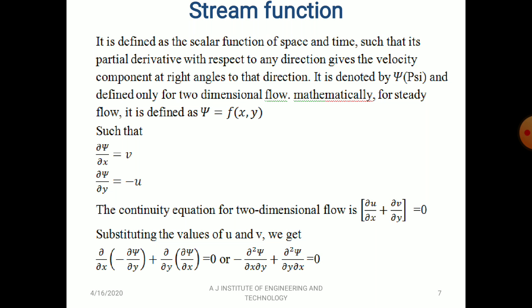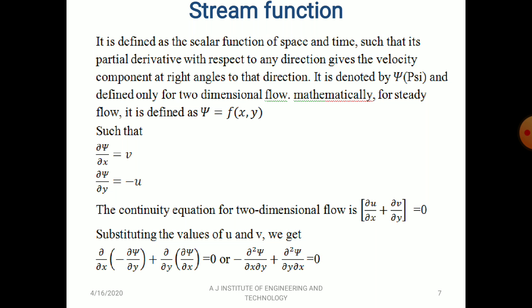So again, ∂ψ/∂x: when you partially differentiate ψ with respect to x, you get the velocity in the y direction. If you differentiate partially with respect to y, you end up with the velocity component in the x direction. So the continuity equation for two-dimensional flow is ∂u/∂x plus ∂v/∂y equal to 0. So that's the continuity equation.